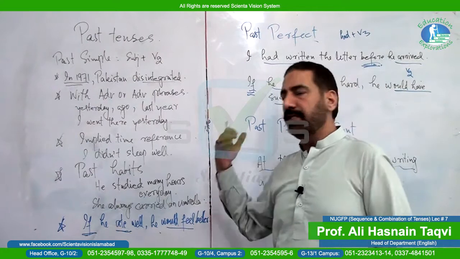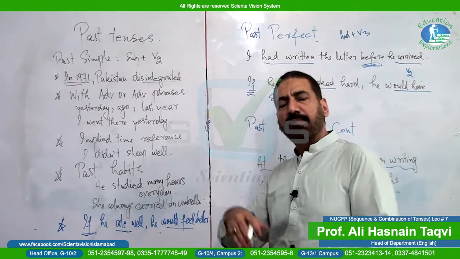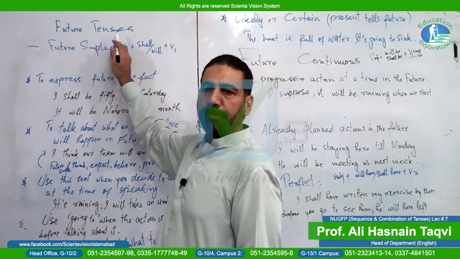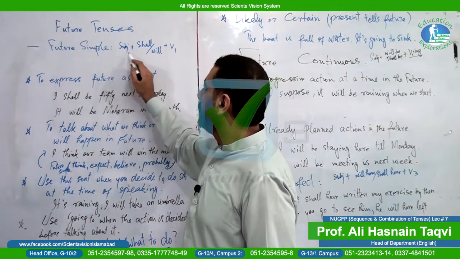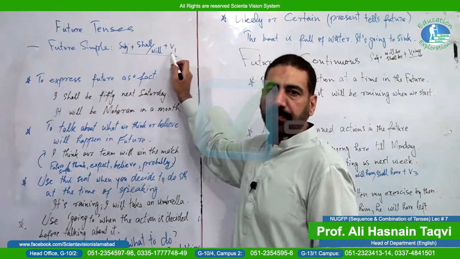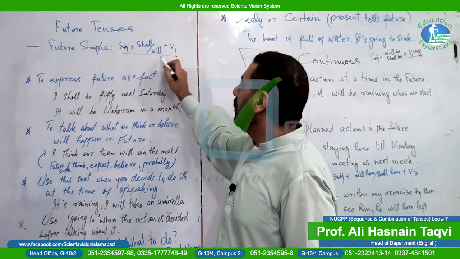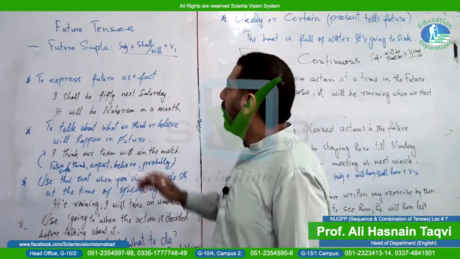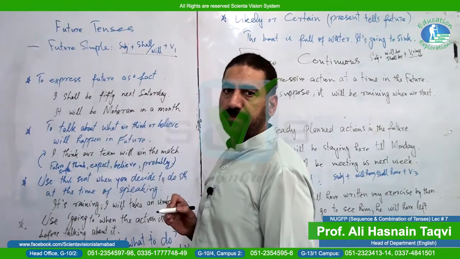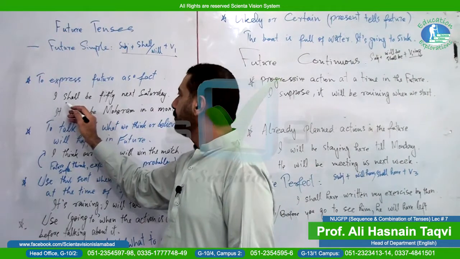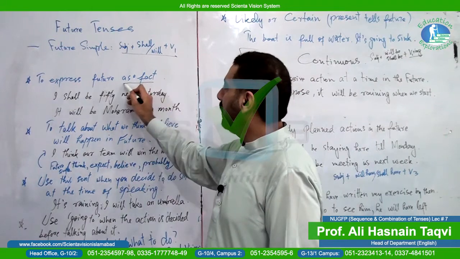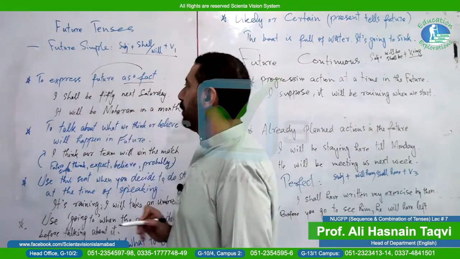Future tenses next we discuss in brief, so that you have a proper review of all tenses. Let's discuss them. See students, future tenses, simple. The way to formulate this: subject plus shall/will plus V1. He will eat mangoes. Why is this tense used? Let's see. To express future as a fact. I have given you an example. It states, I shall be 50 next Saturday. So this is a fact that would take place in future.